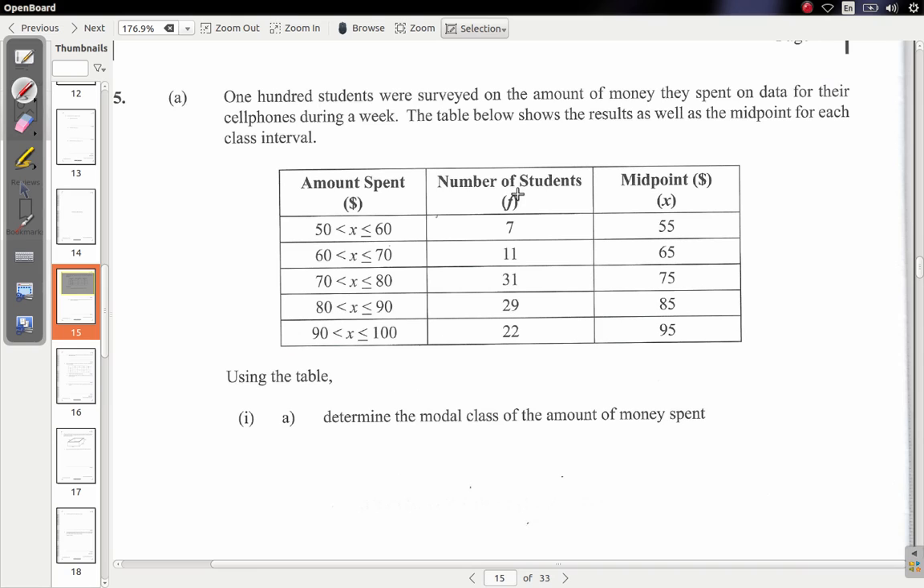Here is the frequency. Frequency means how frequent it is. Look at it to tell the mode. You see 7, 11, 31, 29, 21, and 31 is the most. That gives the mode, which is the modal class. So the modal class is x greater than 70 and less than or equal to 80. That's the modal class.